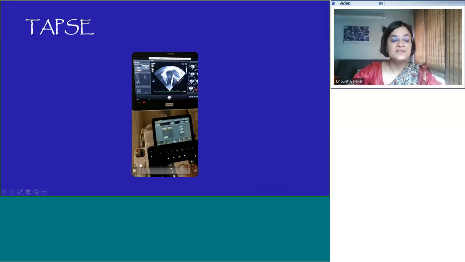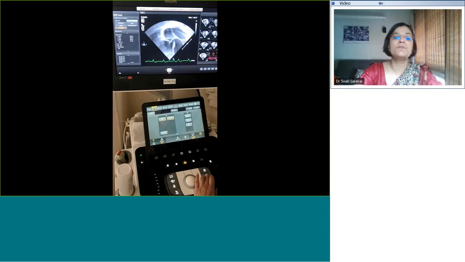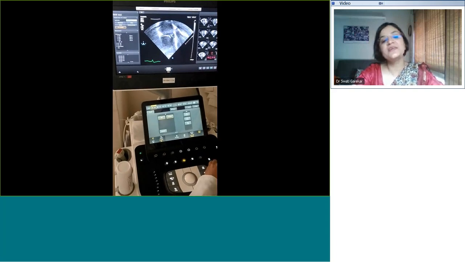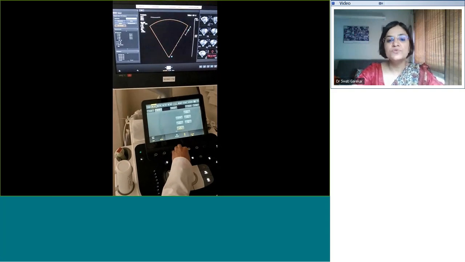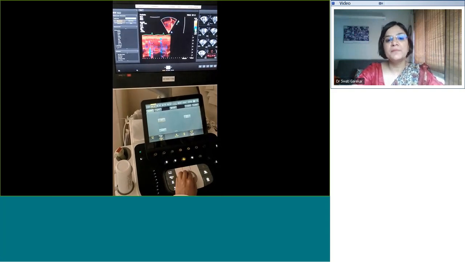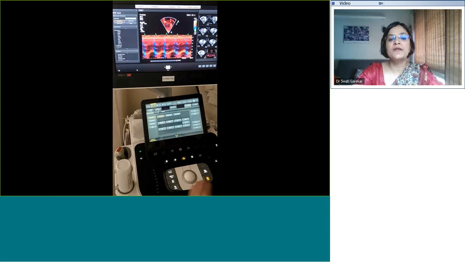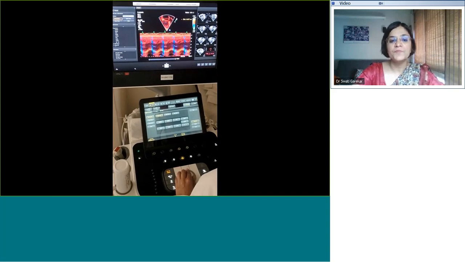The TAPSE, remember this is tricuspid annular plane systolic excursion. So what we need to do is, after we obtain our 4-chamber view, we decrease the depth and we switch on color, and then we use the M mode cursor and keep it on that echogenic spot over there, which is the annulus of the tricuspid valve, and we look to see where the high point is and the low point.